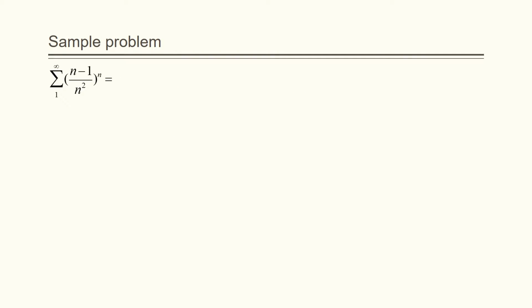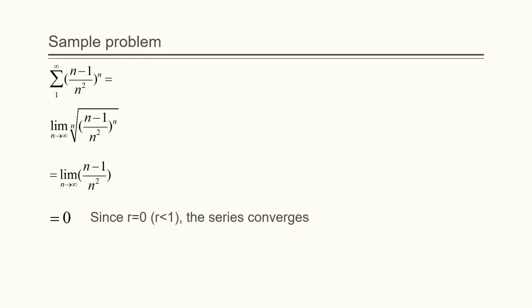Example, the series from 1 to infinity of n minus 1 over n squared, all to the n. We take the nth root of that, and we end up with the limit of n minus 1 over n squared. This limit as n goes to infinity equals 0, and 0 is less than 1, so the series converges.